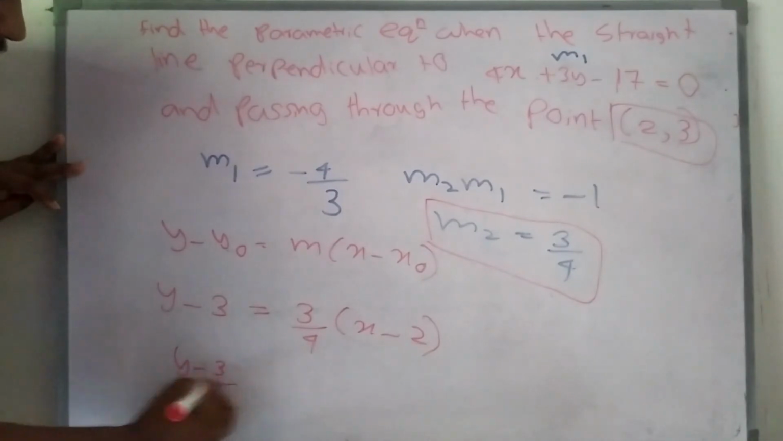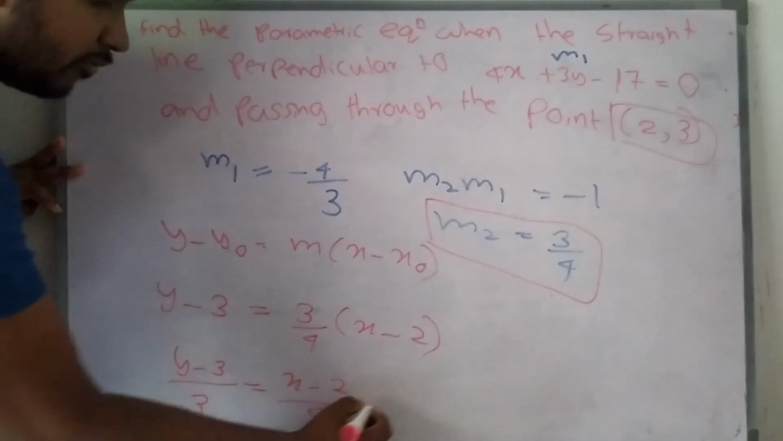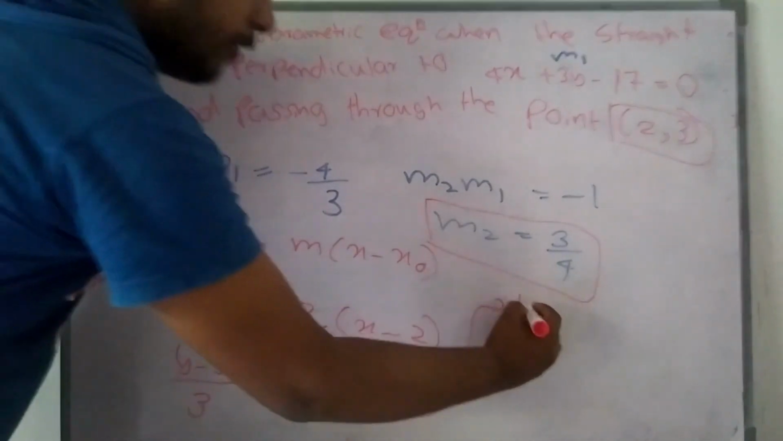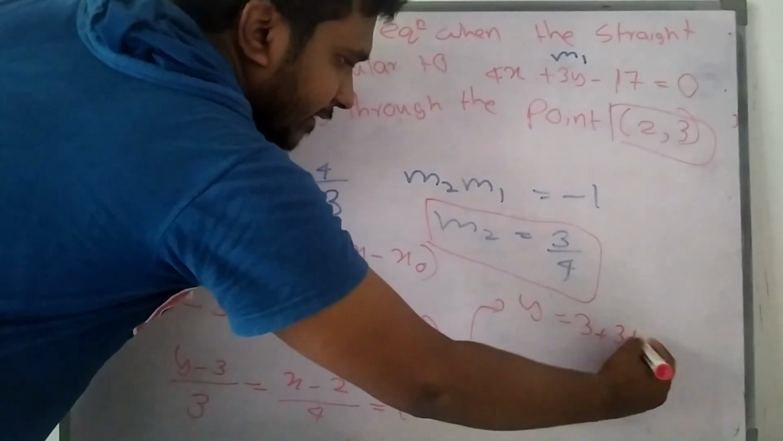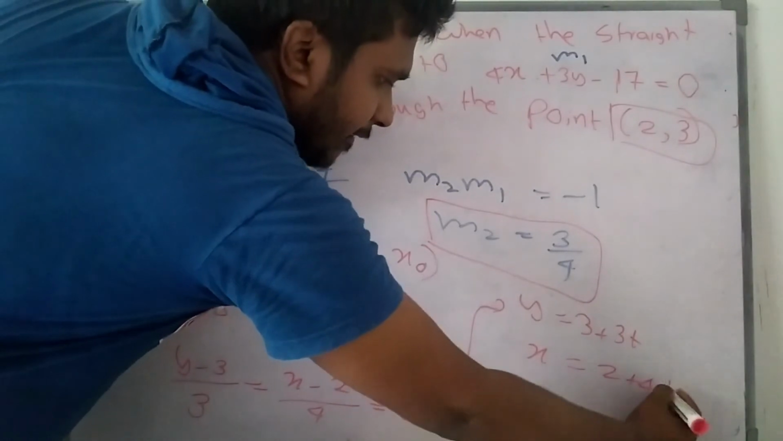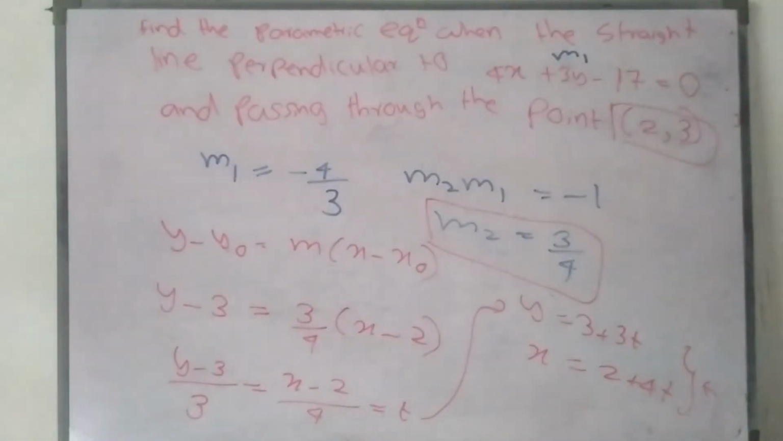So y minus 3 over 3 equals x minus 2 over 4 equals t, right? Therefore, y will be 3 plus 3t, x will be 2 plus 4t. This is the parametric equation of that straight line.